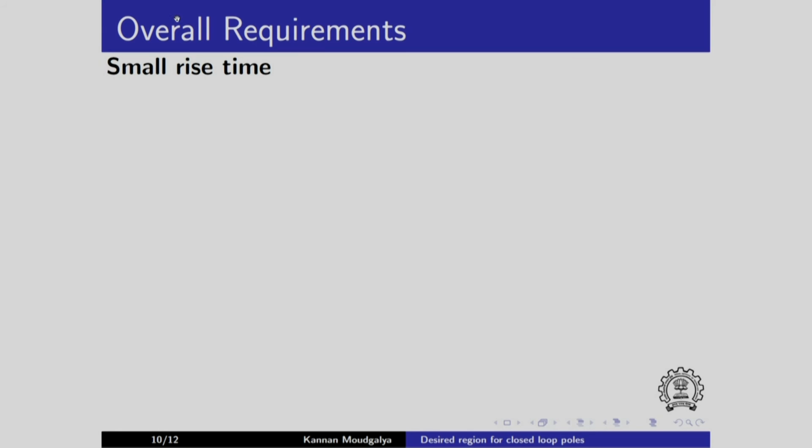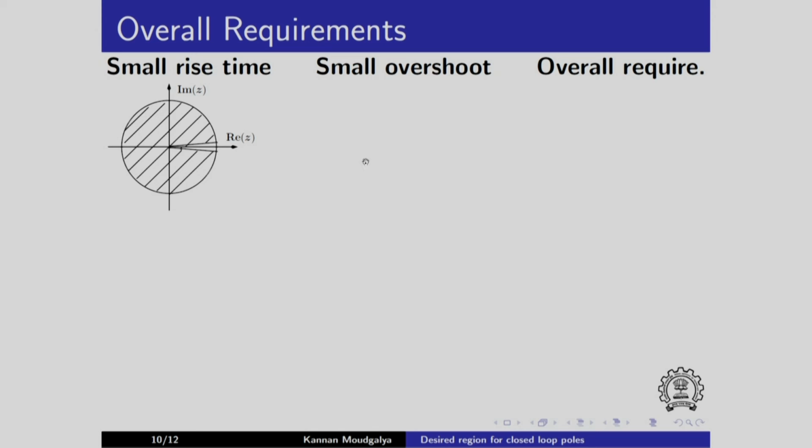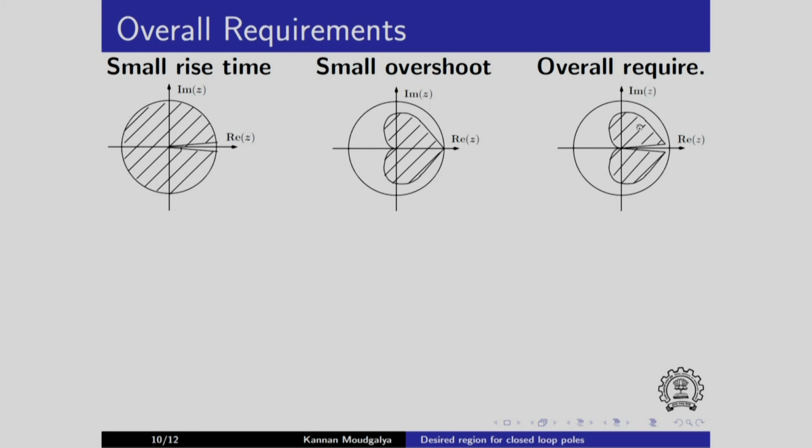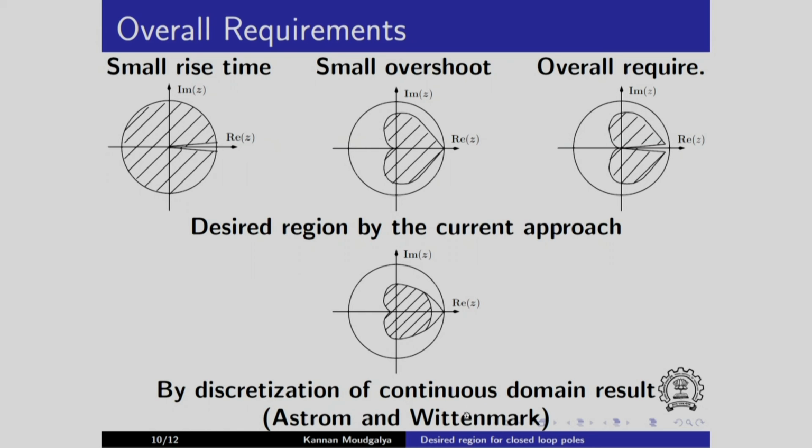So let us summarize. The overall requirements are small rise time, small overshoot, and hence the overall requirement. So this is the small rise time, small overshoot. The overall requirement is as follows. We refer to it as the cut betel leaf, which is very popular in India. This is the desired region we arrived at by the current approach, whereas Astrom and Wittenmark in their book arrive at this region by discretizing a continuous domain result. Notice the similarity between this desired region and this desired region.